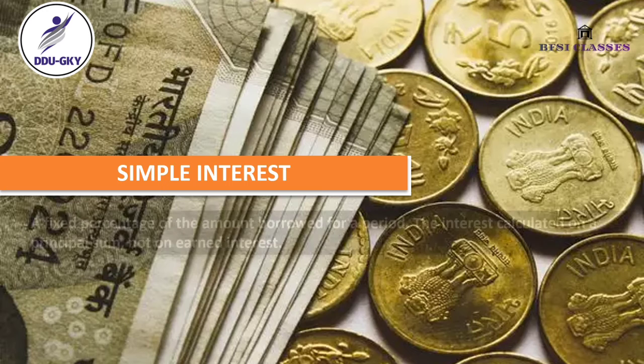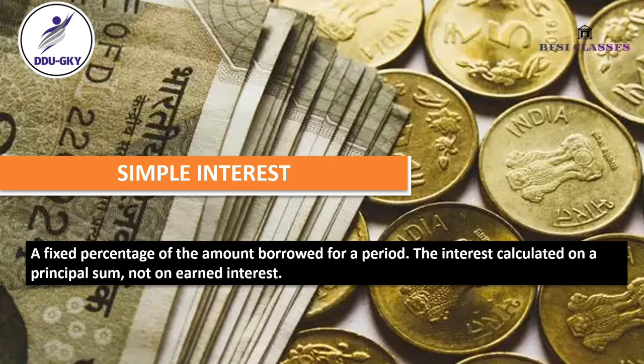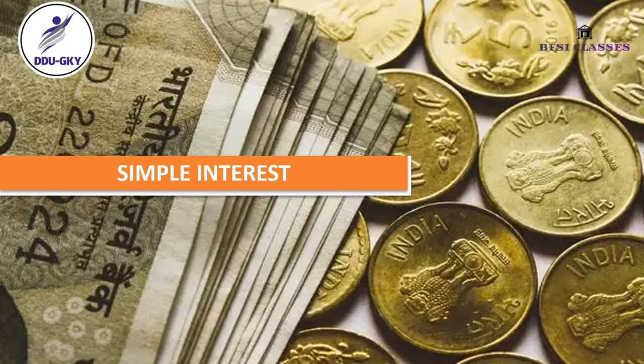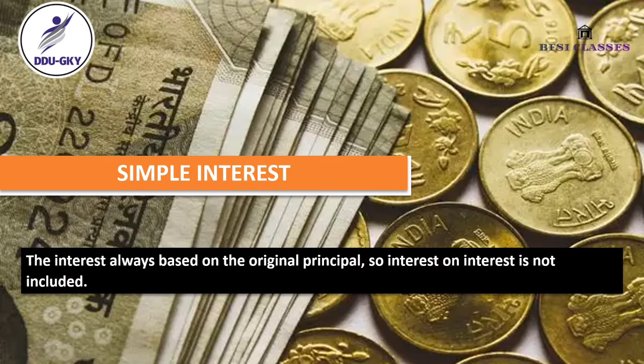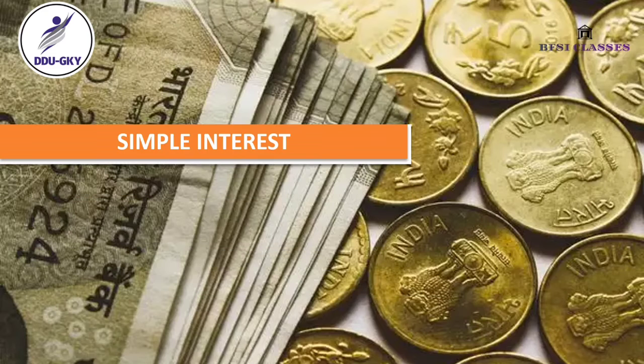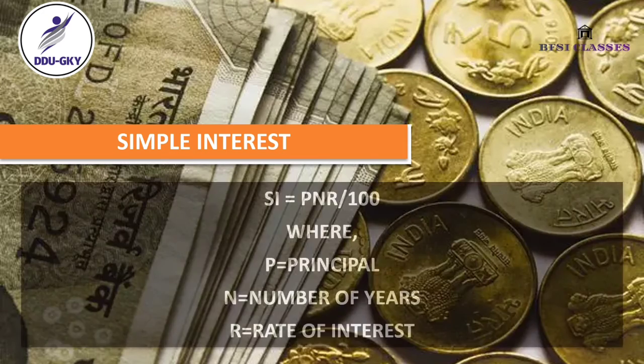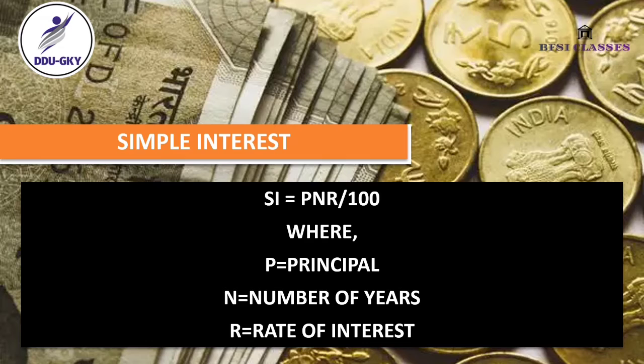First one, simple interest. Simple interest is a fixed percentage of the amount borrowed for a period. The interest is calculated on a principal sum, not on earned interest. Simple interest is called simple because it ignores the effects of compounding. The interest charge is always based on the original principal, so interest on interest is not included. Simple interest is determined by multiplying the interest rate by the principal and the number of periods.